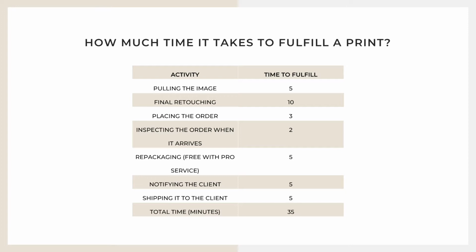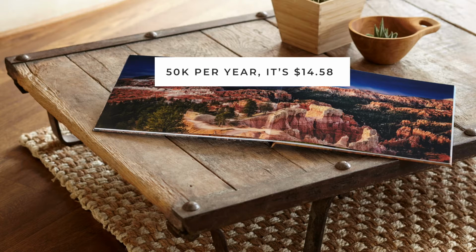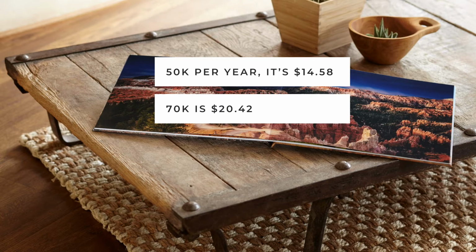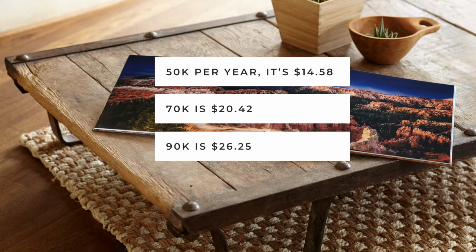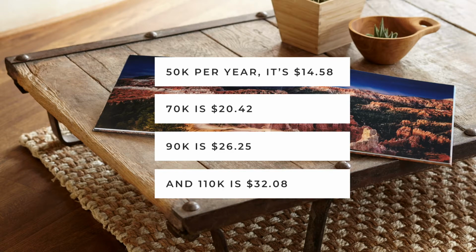Now, how much does it cost? Well, let's see some options for how much that costs based on what you earn per year. So, if you make $50,000 a year, that cost in time to fulfill is $14.58. At $70,000, it's $20.42. And at $90,000, good for you making $90,000, it is $26.25. Okay? And at $100,000, $110,000, you broke the six-figure mark. You could do it. I always knew you could. Okay? That is $32.08. Great.